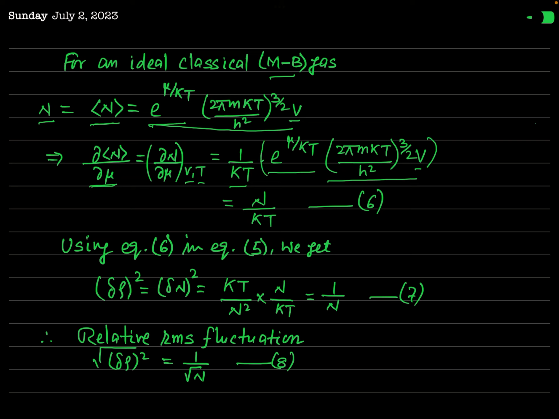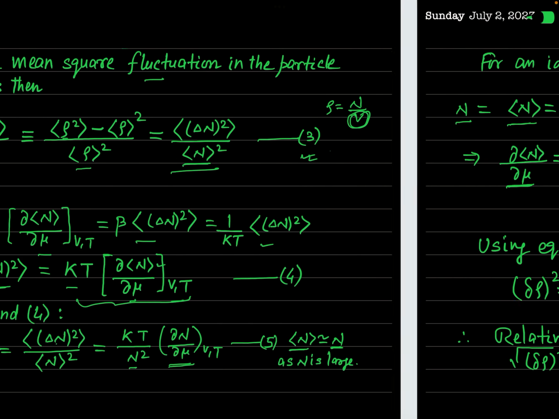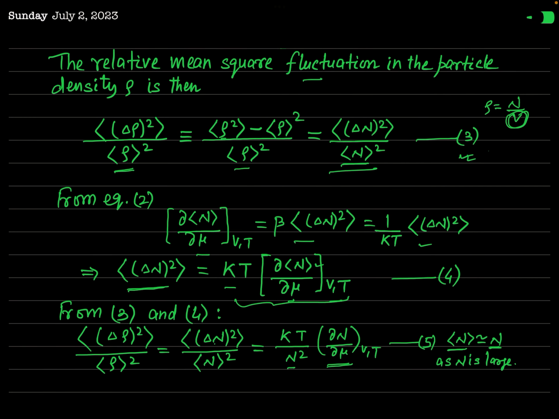What is this? You can see this is simply n. So this is equal to n over kT. So the partial derivative of n with respect to mu when V and T are constant is equal to n over kT. Now we will substitute this value of the partial derivative of n with respect to mu, which we have obtained in equation 6, into equation number 5.